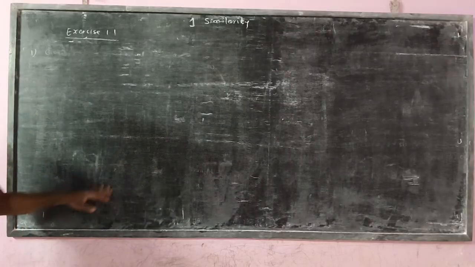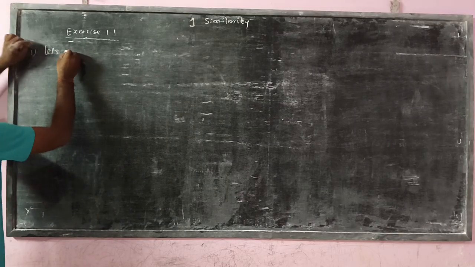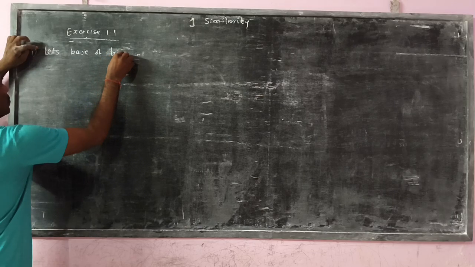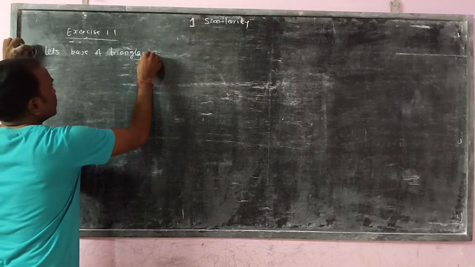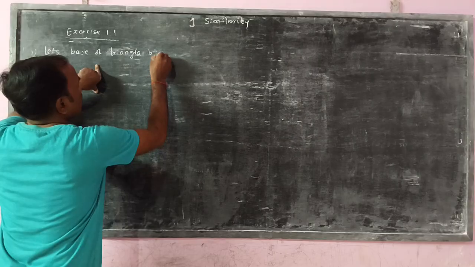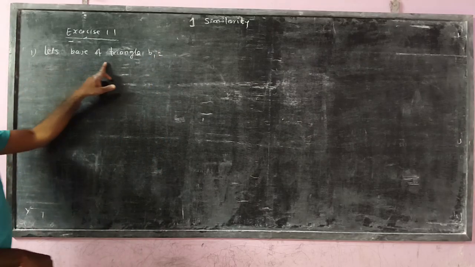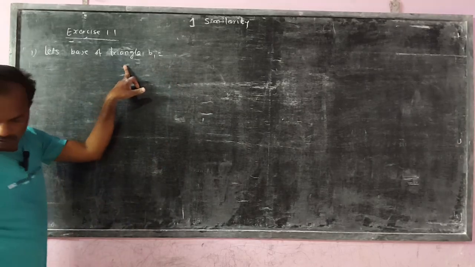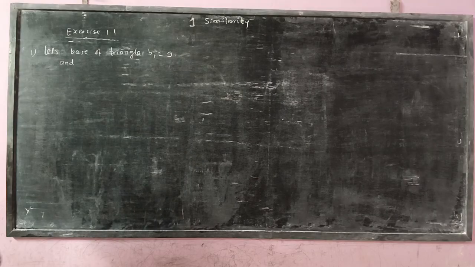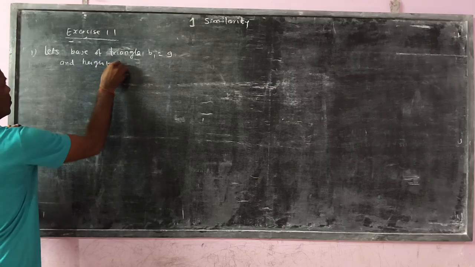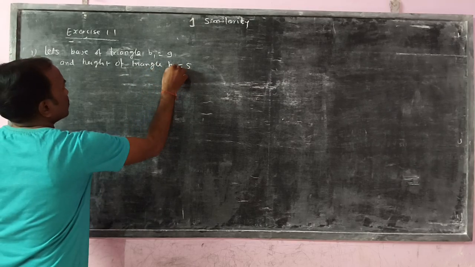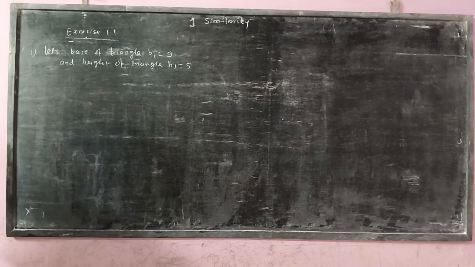The first problem is given that the base of triangle B1 equals 9 and the height of the triangle H1 equals 5.